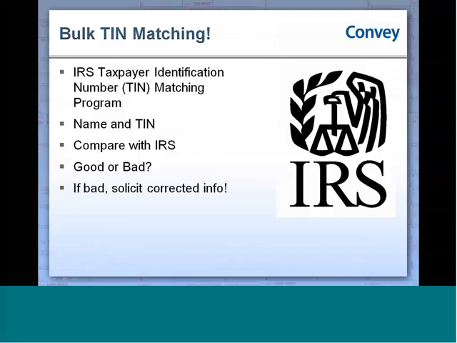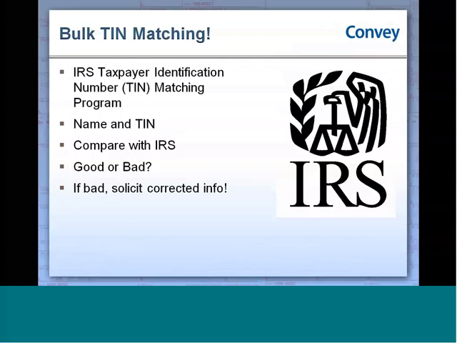The IRS Taxpayer Identification Number Matching Program, or bulk TIN matching as it is commonly known, is a service offered by the IRS where you can submit your payee information to them and they will tell you which records are good and which are bad. If a record is bad, it means the name and tax ID you sent do not match what the IRS has on file. This can happen for different reasons.